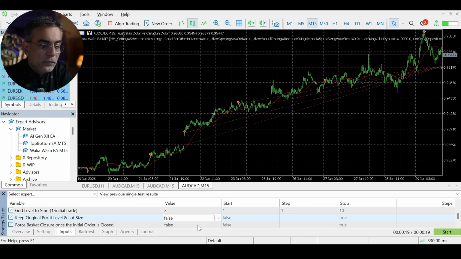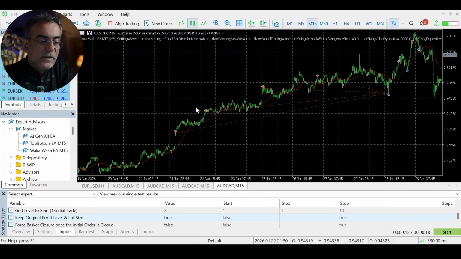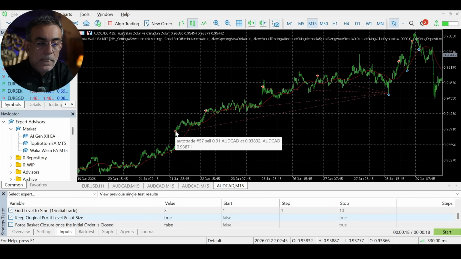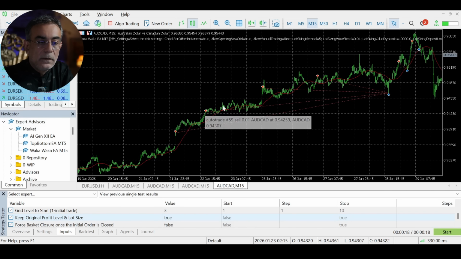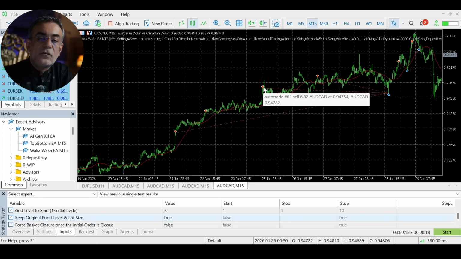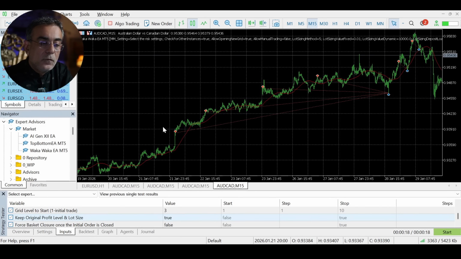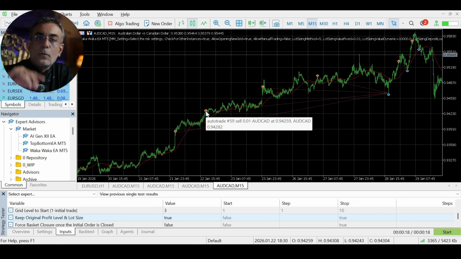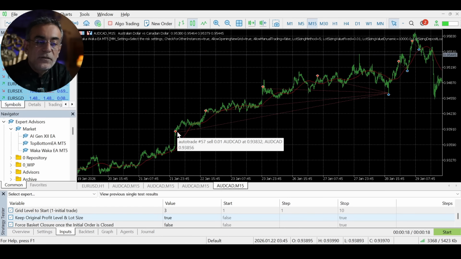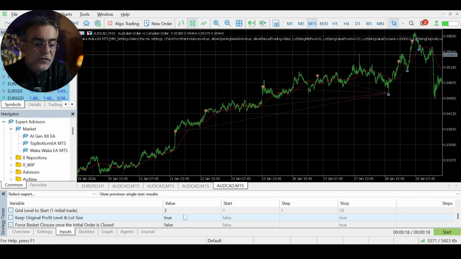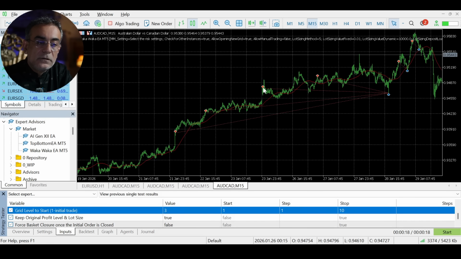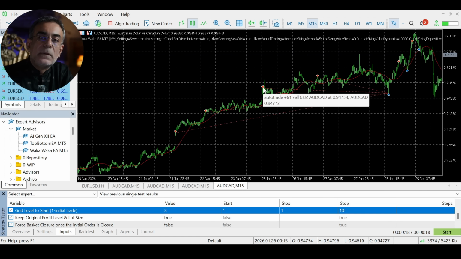But if you change this to keep original lot size and profit levels, and now if we run the backtest, what you will see is that the first trade is 0.01, the second trade is 0.01, but the third trade is not 3.67, it's already 6.82, as if this was calculated to be 3.6, this was calculated to be. So even though we are placing bookmarks of 0.01 and 0.01, we are somehow storing the values of what the lot size would have been if we were starting from grid level 1. And then on the third level, we already start with that multiplier.